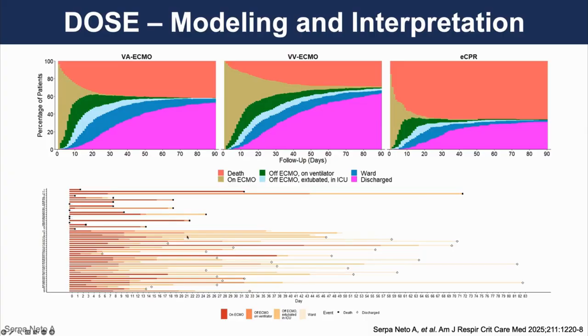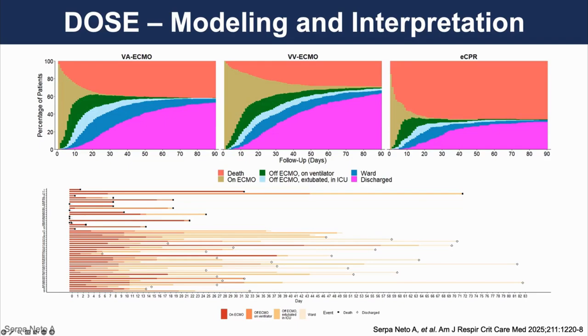But it's a bit complex to see, but it's also nice because you can see that all patients started red on ECMO. This patient here was red on ECMO, then had a period of ECMO, sorry, and on ventilator, then a period here of ECMO extubated in the ICU, then a period here where the patient was on the ward, and then the patient was discharged.